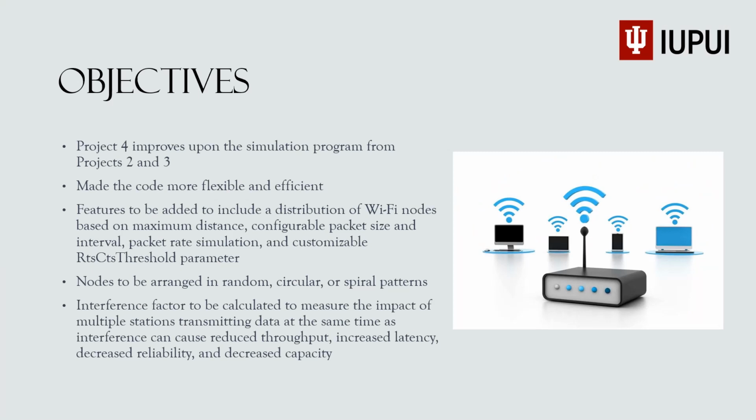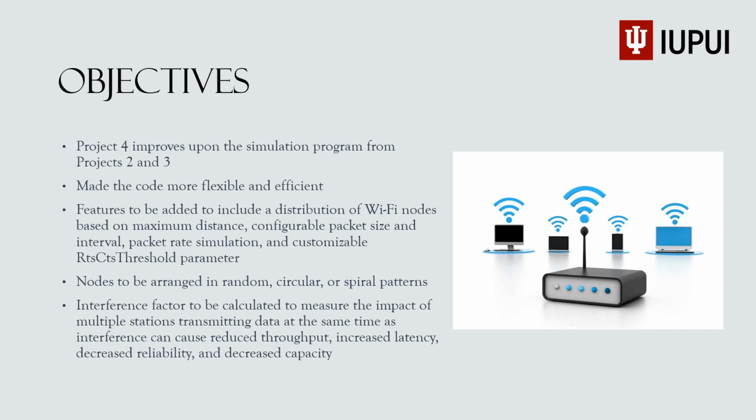The objectives of this project. This project 4 improves upon the simulation program from projects 2 and 3. Additionally, it makes the code more flexible and efficient. Certain parameters have been added to the code. Features to be added include a distribution of Wi-Fi nodes based on maximum distance, configurable packet size and interval, packet rate simulation, and customizable RTS-CTS threshold parameters. More parameters along with this can be added to the command line.